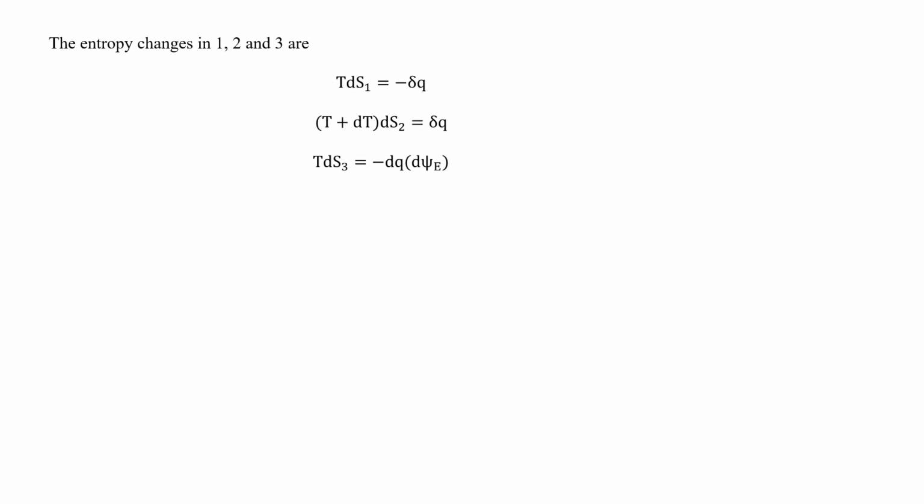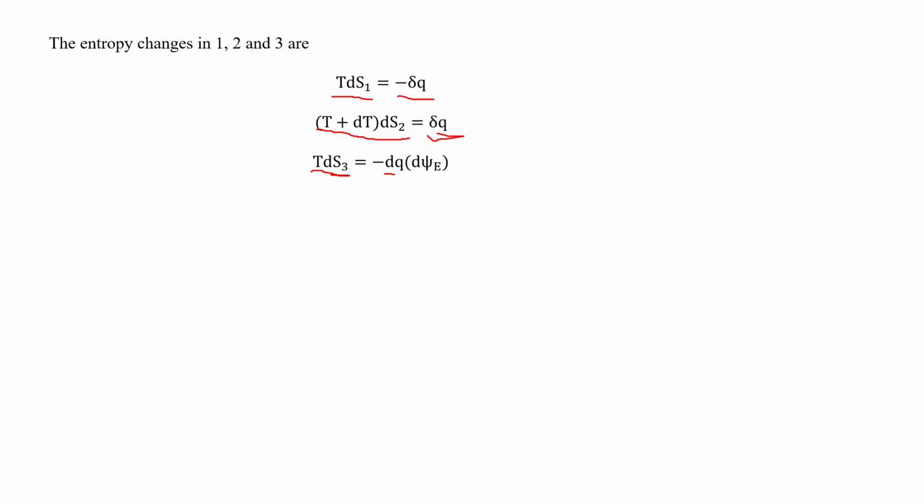So now the entropy change can be noted as T dS1, that is for the junction P or reservoir 1. It is minus del Q, that is here there is a loss of heat. Here you can see T plus dT, dS2. Here you can put del Q, so here the gain of heat. Here the entropy change at the condenser is given as dS3.